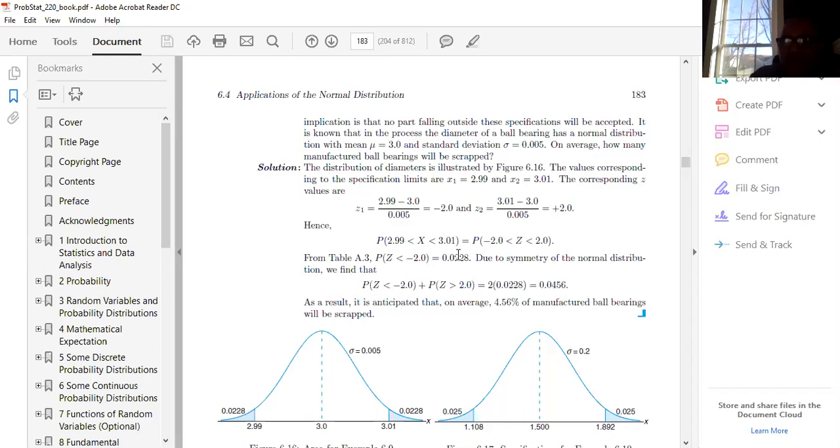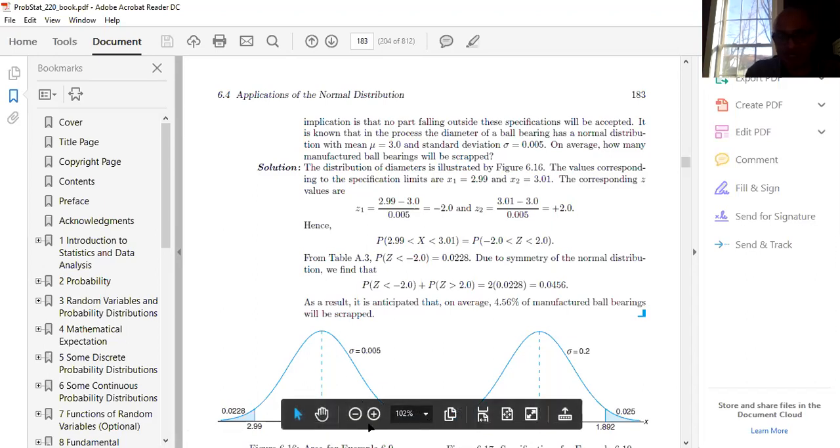It is known that in the process, the diameter of a ball bearing, see the mechanical example, is normally distributed with the mean 3 and the standard deviation 0.005. On average, how many manufactured ball bearings will be scrapped? Scrapped means the numbers which are just outside your domain. Your domain is 2.99 to 3.01.